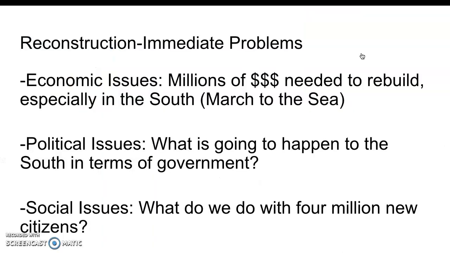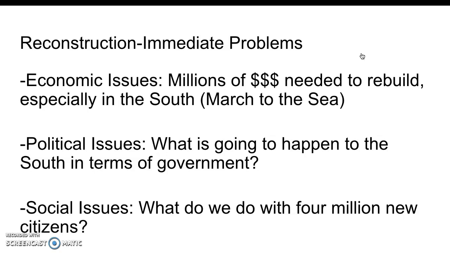Reconstruction, immediate problems. Economic issues, political issues, and social issues. Economic issues. Millions of dollars are needed to rebuild, especially in the South, thanks to things like the March to the Sea and just the battles in general. Fighting is expensive.